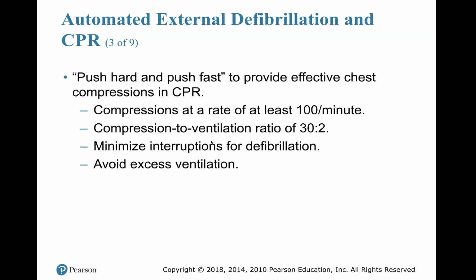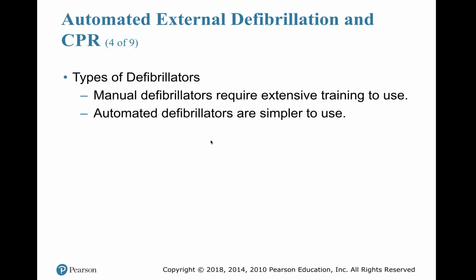Okay, push hard and push fast to provide effective chest compressions and CPR. Compressions at a rate of at least 100 beats per minute. Compressions to ventilation ratio of 30:2 for adults, and in infants and children it's 15:2 if you have 2 rescuers. But if it's only 1 rescuer, it's 30:2. Minimize interruptions for defibrillation and avoid excessive ventilation. We're going to ventilate our patient once every 5 to 6 seconds.